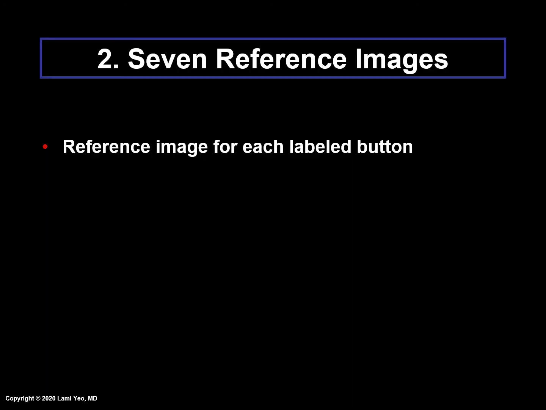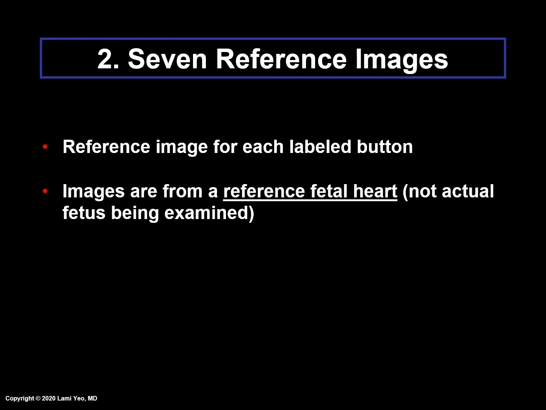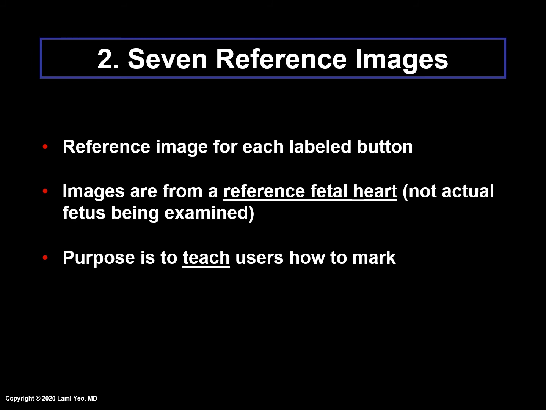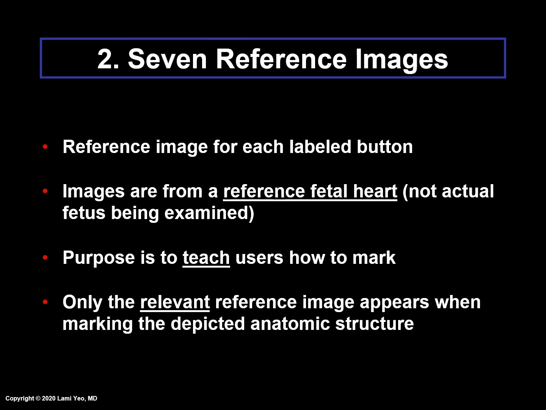There are 7 reference fetal heart images for each labeled button. These images are from a reference fetal heart and not from the actual fetus being examined. Their only purpose is to teach users how to mark. FIND allows only the relevant reference image to appear when marking the depicted anatomic structure.